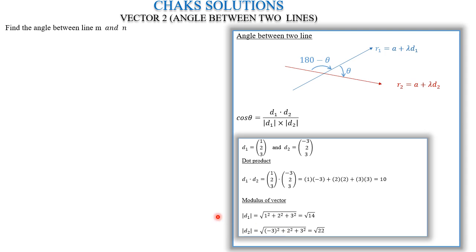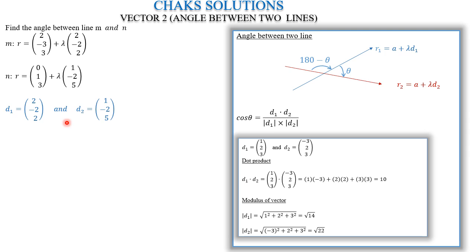Alright, so let's go to the example that we have here. Find the angle between line M and N, where line M is r equals (2, -3, ...) plus lambda (2, -2, ...), and line N is r equals (0, 1, 2, 3) plus lambda (1, -2, 5). Now we need to find the angle between these two vectors. The first thing is to extract our directions. The direction of the first line is (2, -2, ...), then the direction of the second is (1, -2, 5).